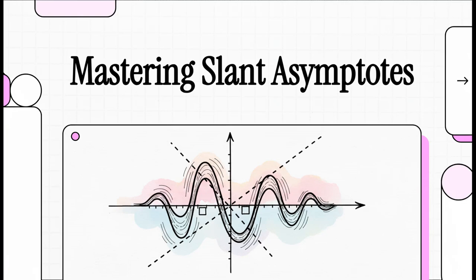All right, let's get into it. Today we're tackling a really cool, kind of special case for graphing rational functions, the slant asymptote. This is the last piece you need to really master the whole picture.